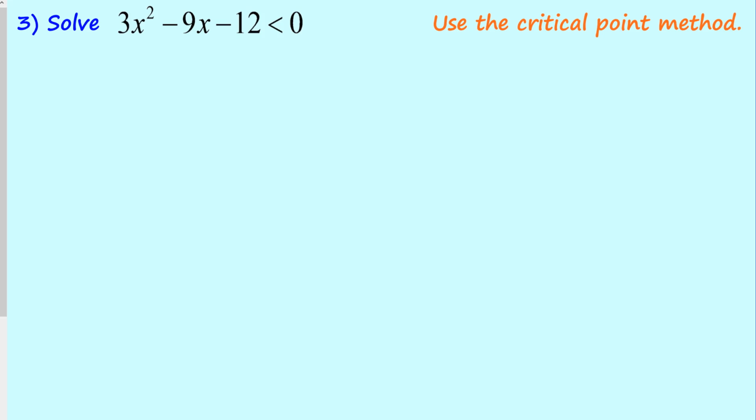Okay, let's try another one. So here we have our inequality. Use the critical point method. So step 1 is to set it equal to 0 instead of less than or greater than. So 3x squared minus 9x minus 12 equals 0. Step 2 is to solve for the critical points, and it just so happens that we can divide both sides of this equation by 3.